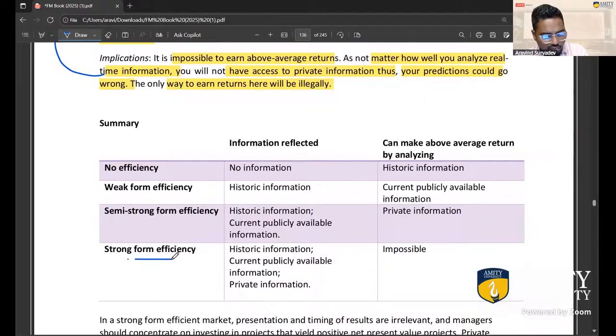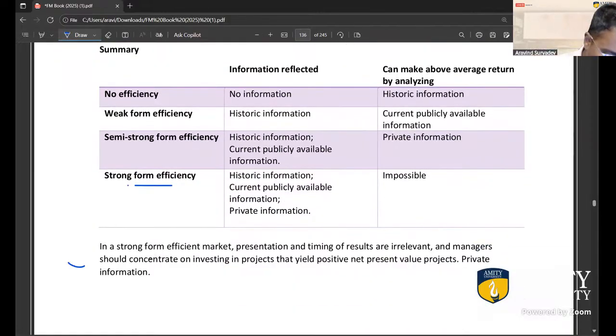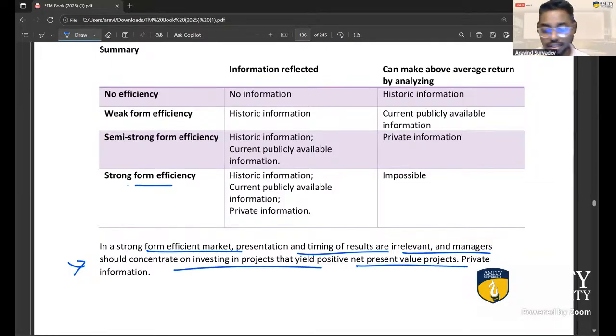Yeah. Strong form efficiency market. See, this is the right one. See, in a strong form efficient market, presentation and timing of results are irrelevant. Managers should concentrate on investing in projects that yield positive net present values. Remember what I told you?